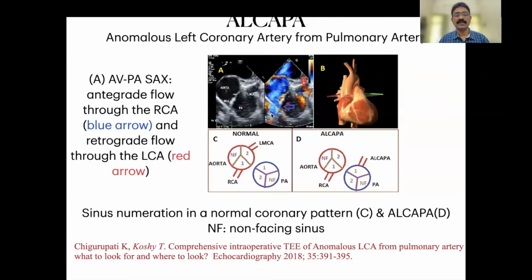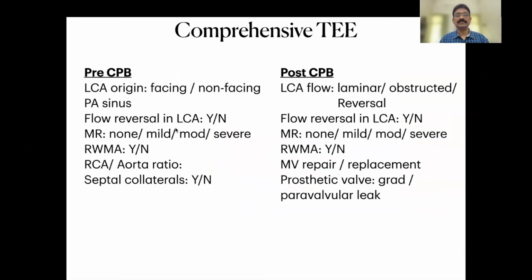The right coronary artery is supplying normally, with the blue arrow here, and the left main coronary artery has a red flow here. This is filling retrogradely. So these are the things we should look for in the pre-CPB period. Left coronary artery origin from the pulmonary artery, whether it is from the facing or non-facing PA sinus. Whether there is a flow reversal in the left coronary artery, which occurs when the pulmonary artery pressure comes down.